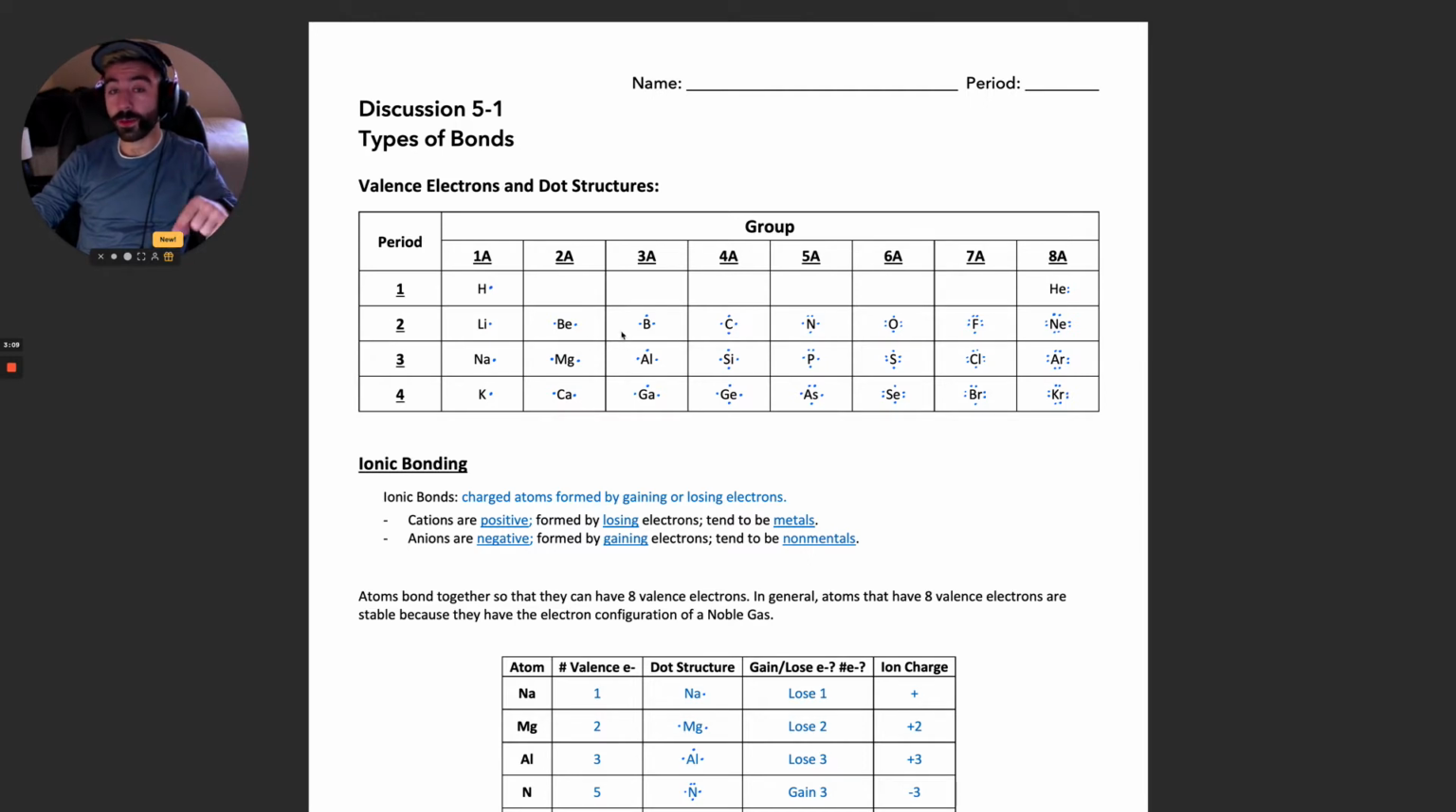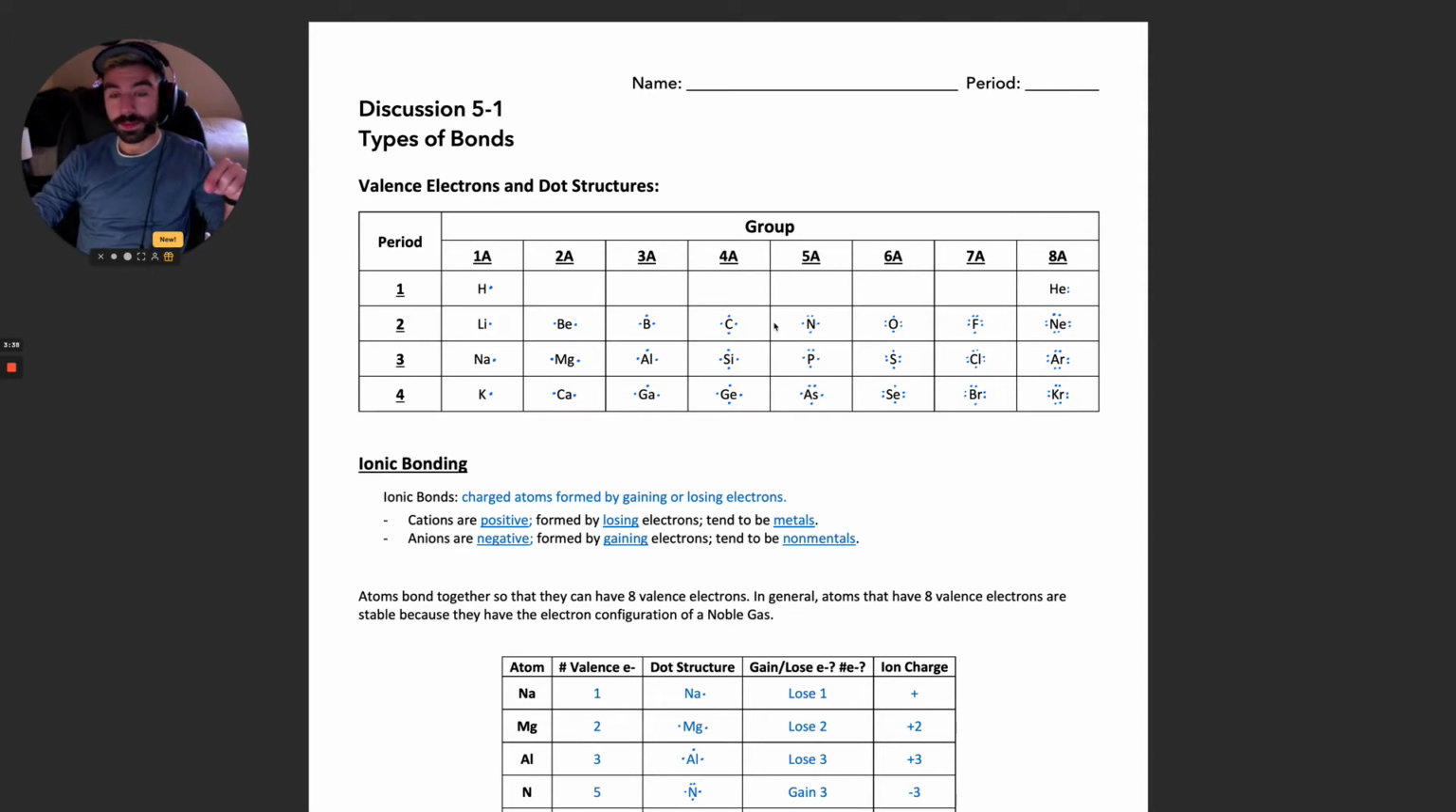Now we get into 3A. This is 3 valence electrons, because it's 1s2, 2s2, 2p1. So between s2 and p1, that's 3 electrons in that second energy level. And so of the 3, each one would be on its own side, and we'd see that for boron, aluminum, gallium, and so on. The trend continues into 4A, where each one is still on its own side.